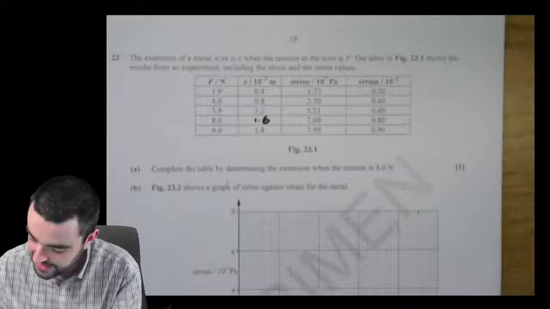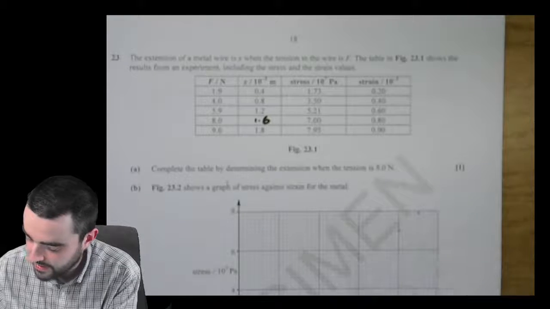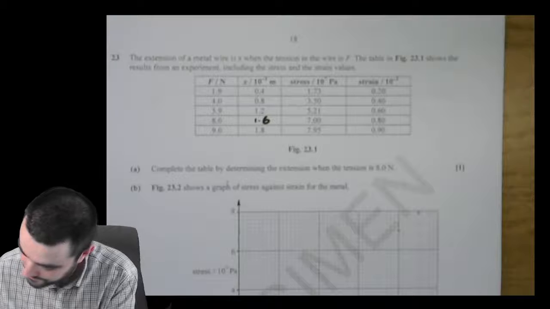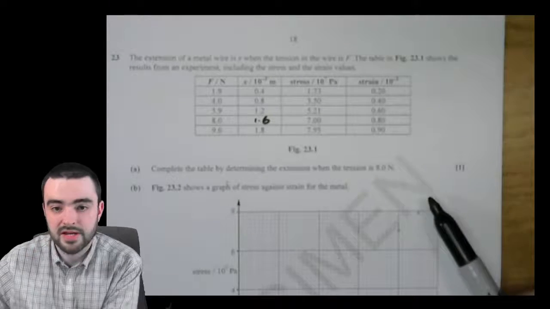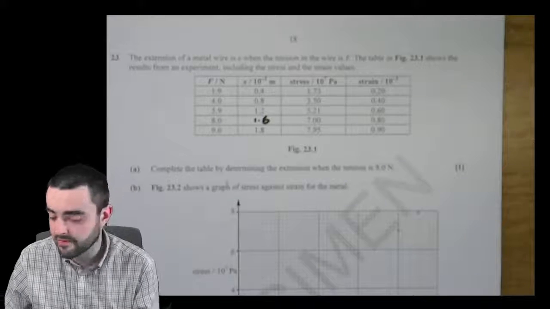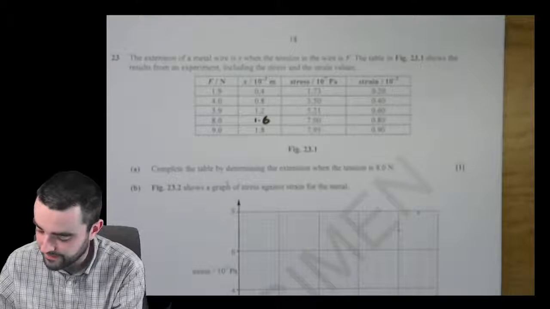And we can quite clearly see here that this is the graph. So it was a linear relationship. So it was a very valid statement to put that there.